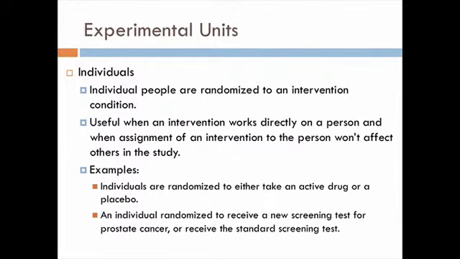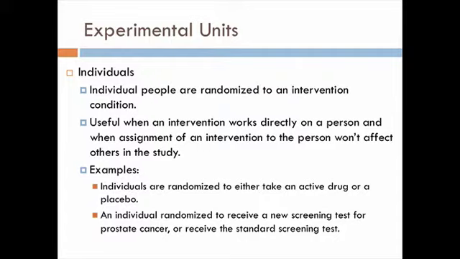So let's talk about experimental units. As I said, we can do RCTs using either the individual, so a specific person, or a group of people as our experimental unit, meaning what level we assign our exposure to. Do we assign exposure to individuals or to groups? So when our experimental unit is individuals, it means that individual people are randomized to an intervention condition. So you can imagine a classroom of 30 students. Each individual student would be randomized to receive the intervention or some sort of comparison or control condition.